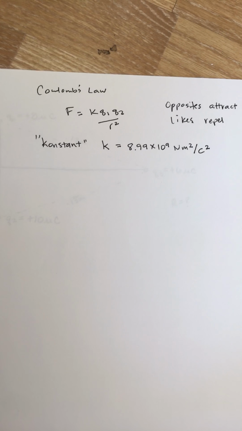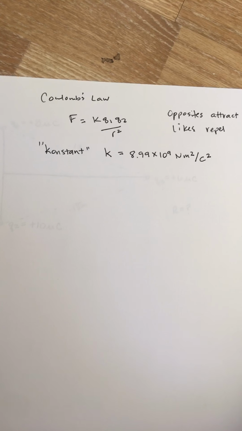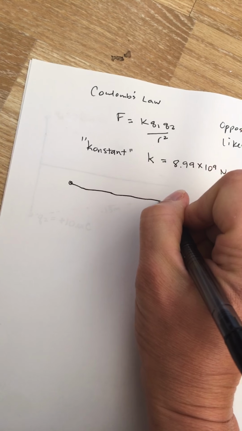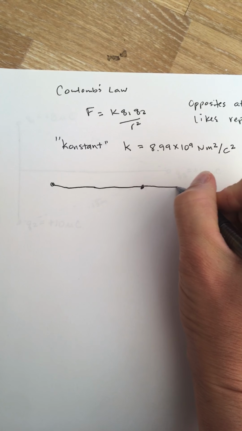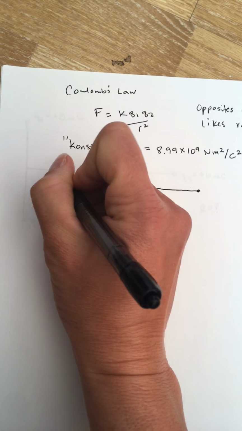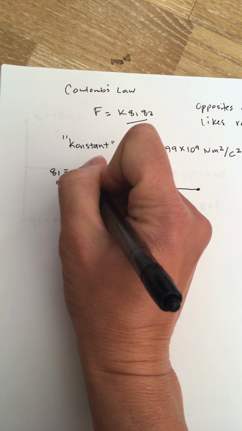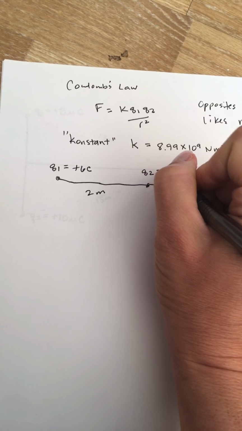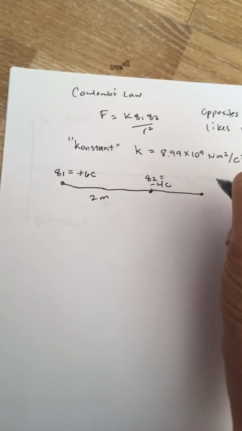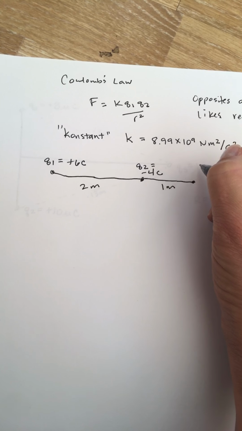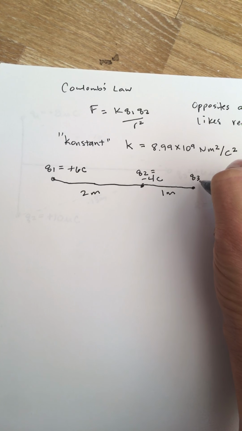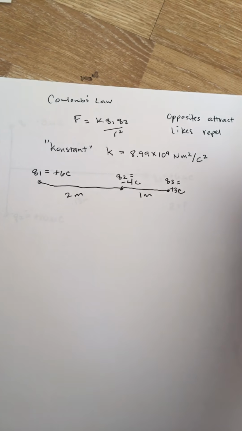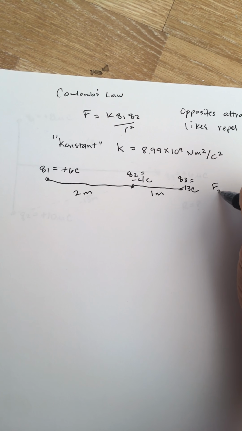So one of the activities that you have on Edgenuity looks like this. You've got 3 charges, and they're in a line. Whoops, sorry, that was supposed to be a straight line. My paper kind of wrinkled there. So you've got one charge, which has positive 6 coulombs, and that one's 2 meters away from another charge, which is negative 4 coulombs, and that one's 1 meter away from a final charge that is positive 3 coulombs. And the problem asks you, what is the force between charges 2 and 3?